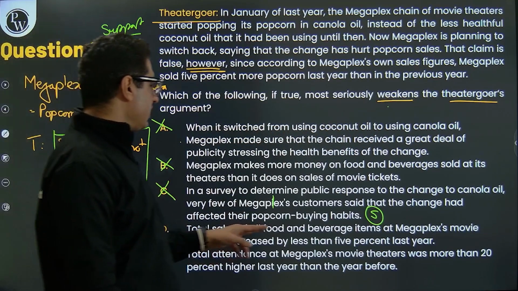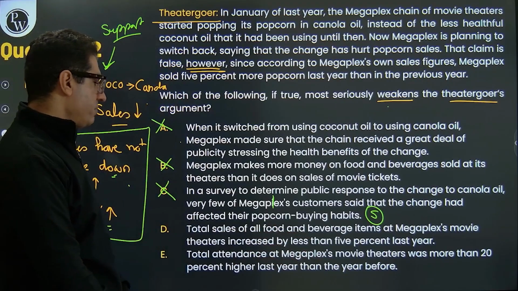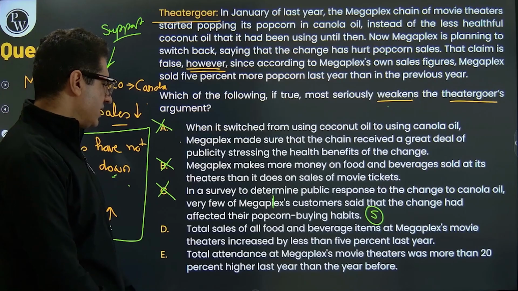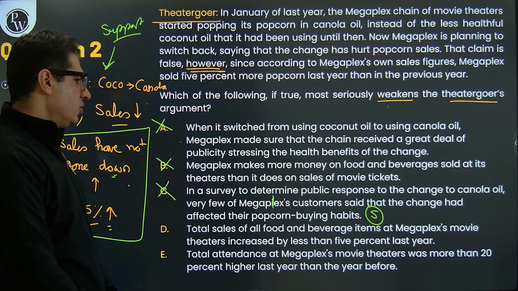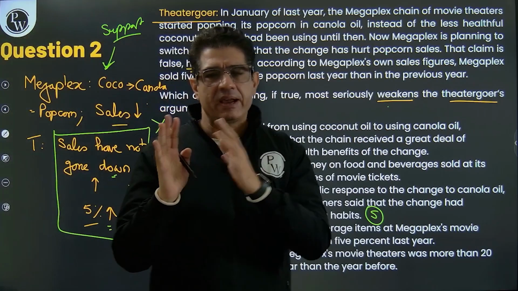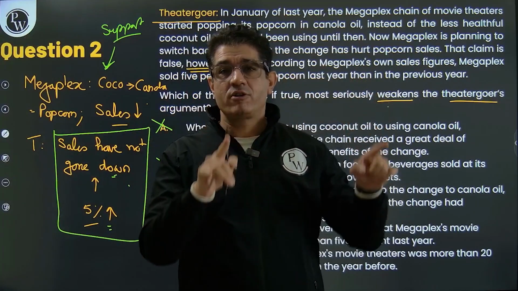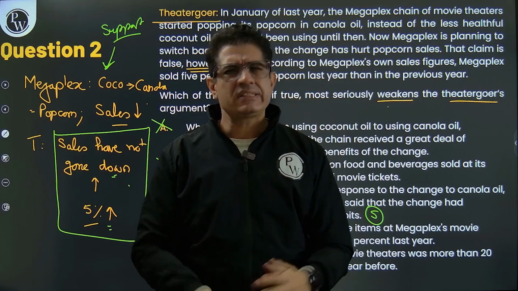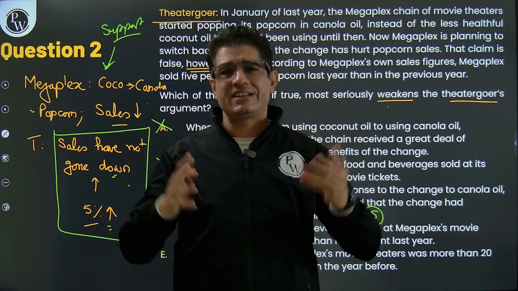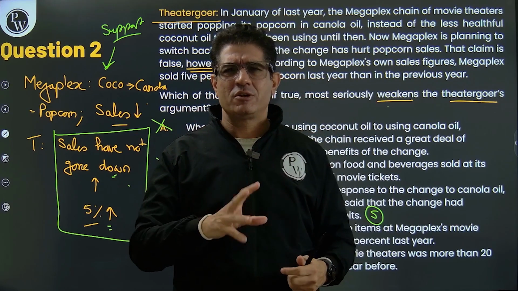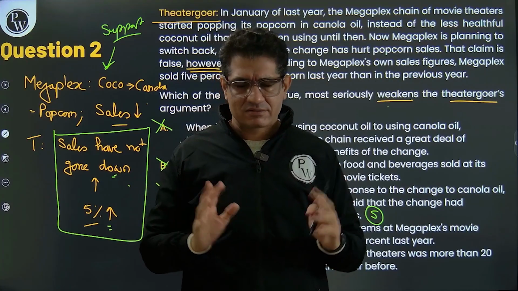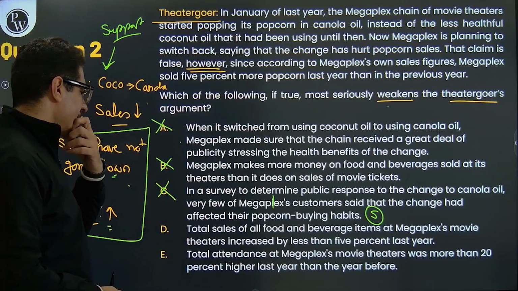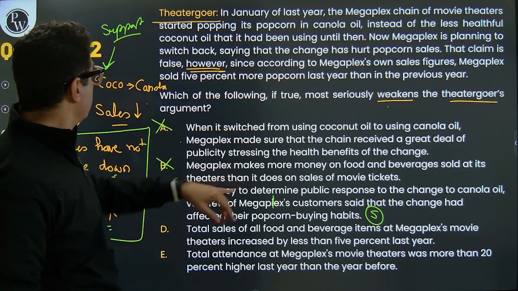D, total sales of all food and beverage items at Megaplex's movie theatres increased by less than 5% last year. Okay, so we're saying that Megaplex earns revenue from this category called food and beverages. Within food and beverages, there is a part which belongs to popcorns, and then the rest of it probably would come from other items. You may have nachos, burger, pizza, Coke, Pepsi, whatever. So the other categories have grown less than 5%, whereas popcorns have grown, we know, at 5%.